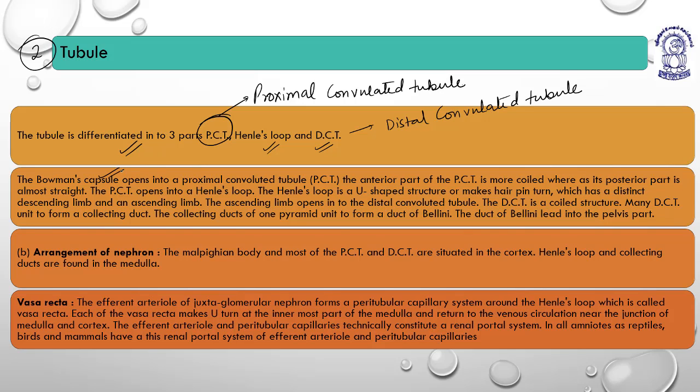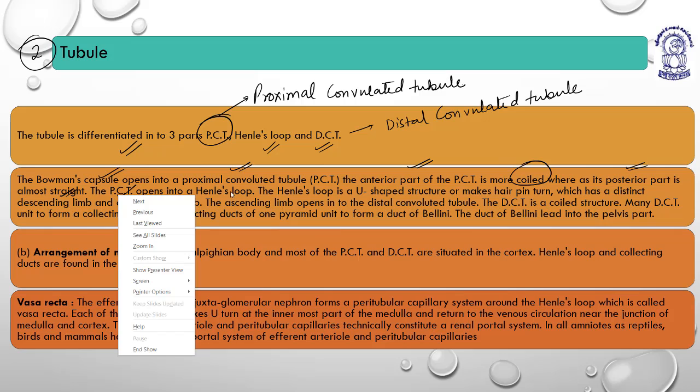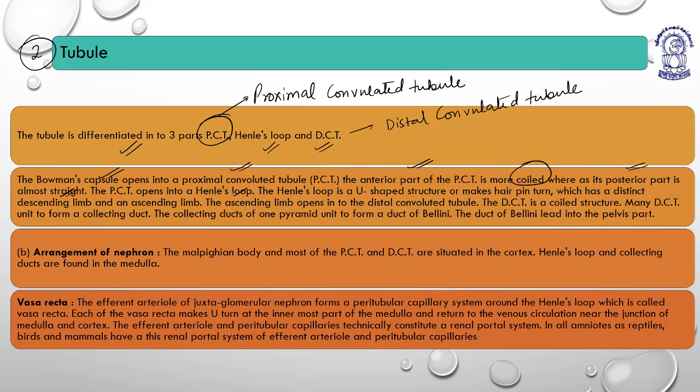The Bowman's capsule opens into the proximal convoluted tubule. The anterior part of the PCT is more coiled, whereas its posterior part is almost straight. The proximal convoluted tubule opens into the loop of Henle.